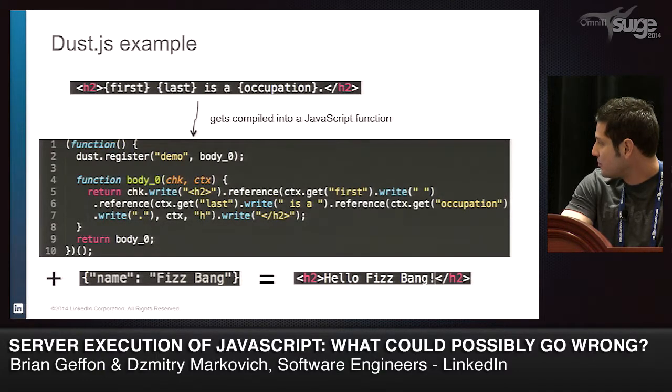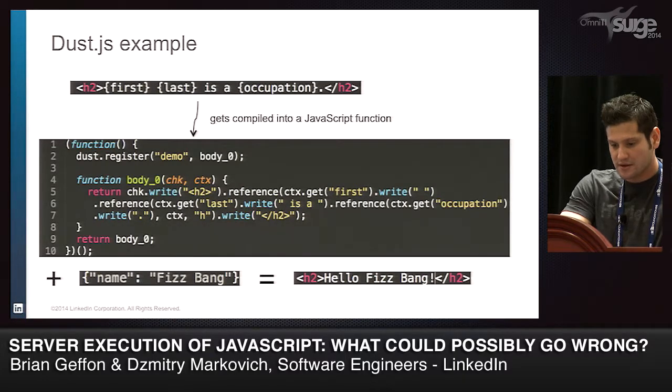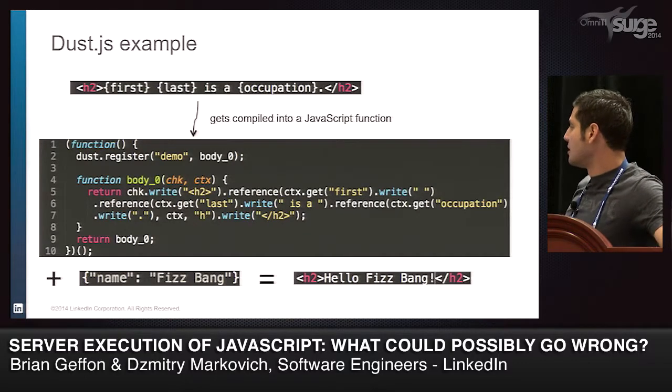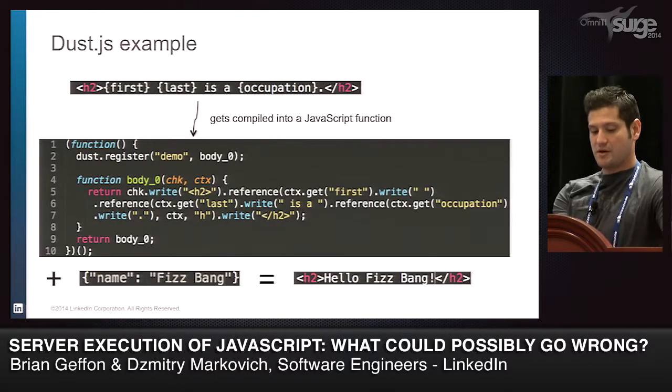And the output will be HTML. Actually, this example here, I just realized has gotten changed. It should say name is a, and then occupation. So that's an example of how the substitutions happen with the client-side templates.